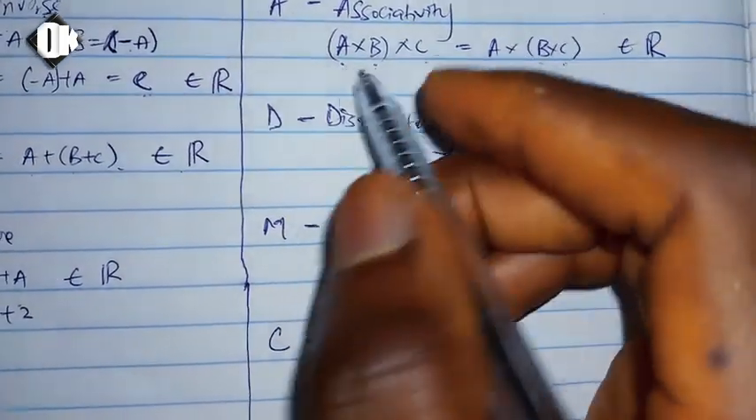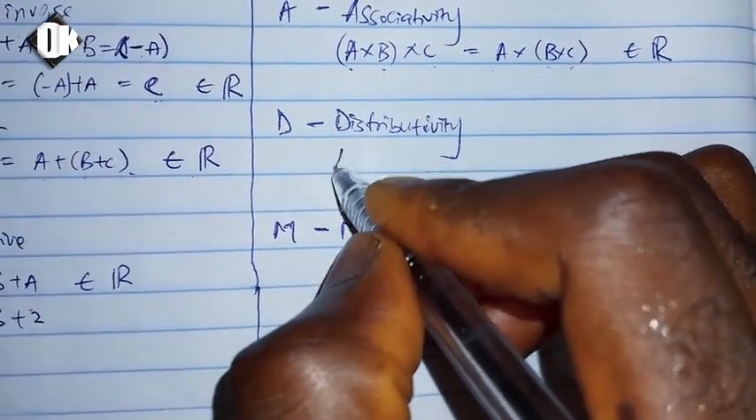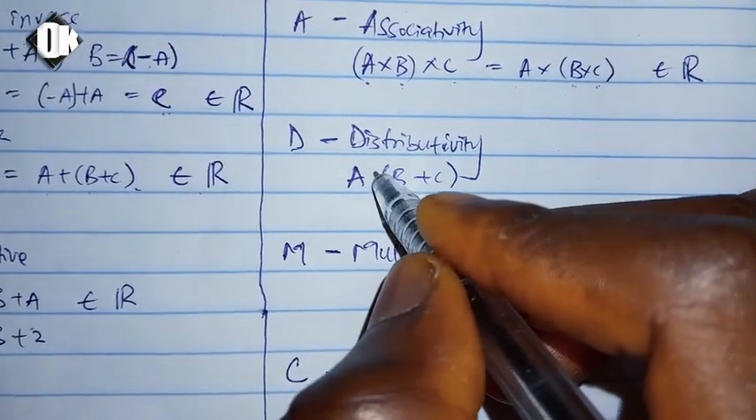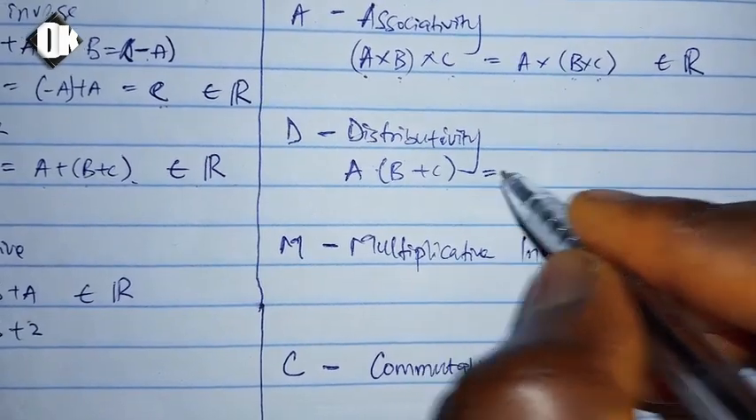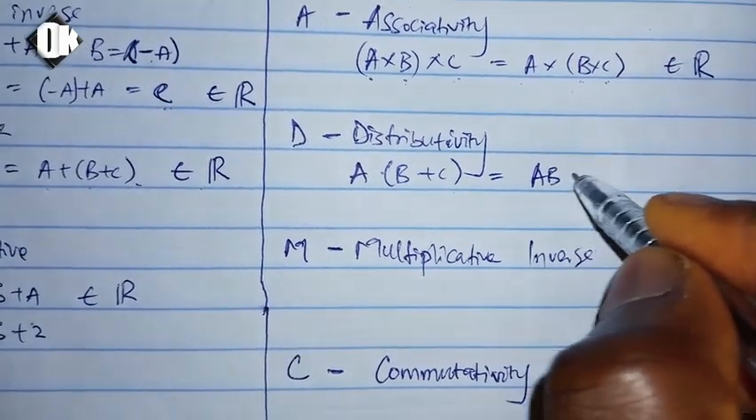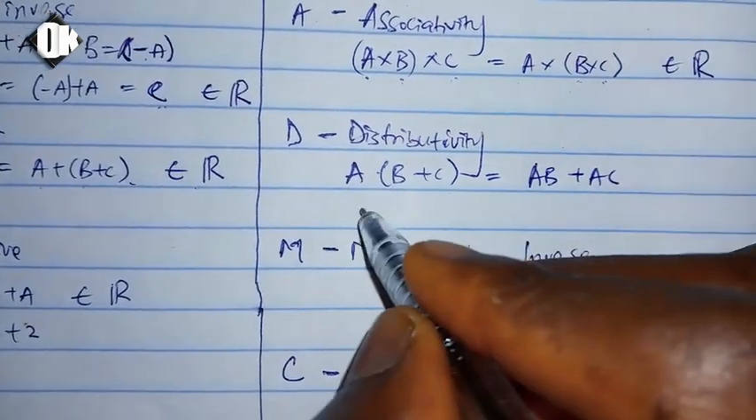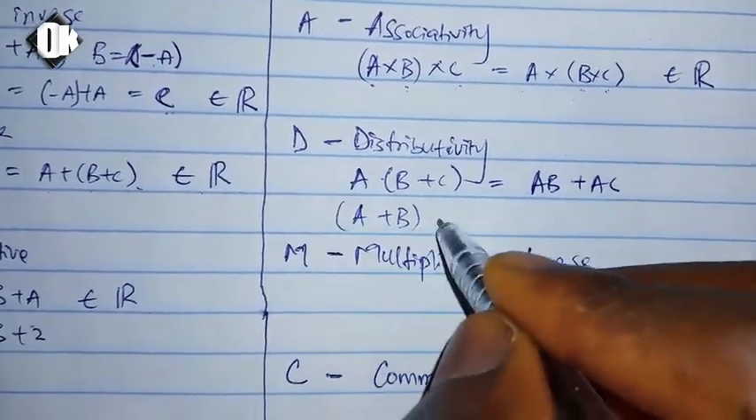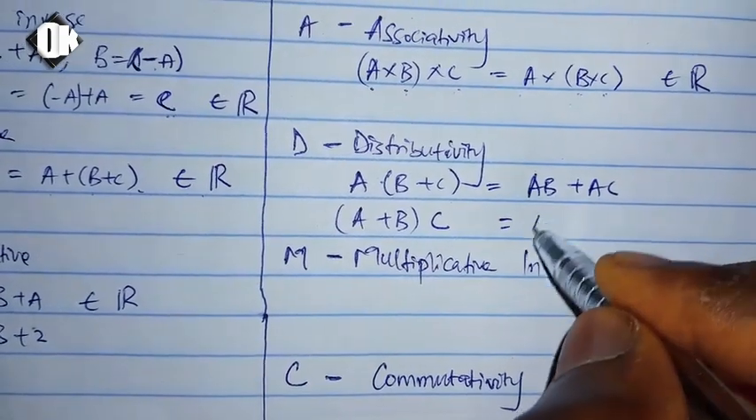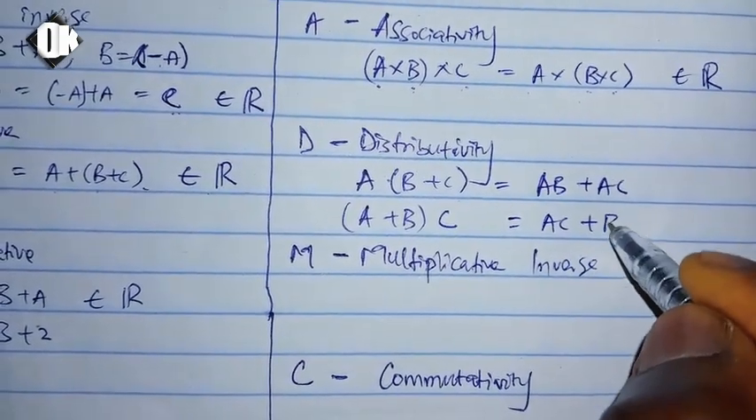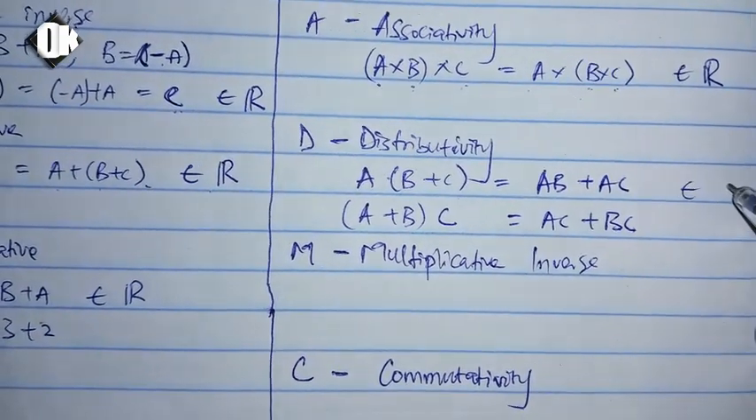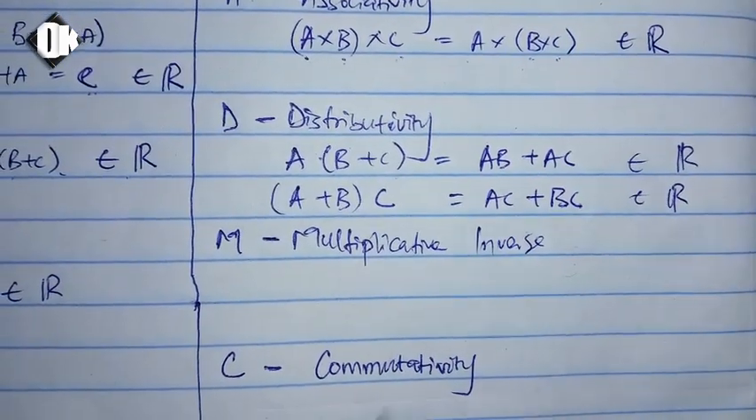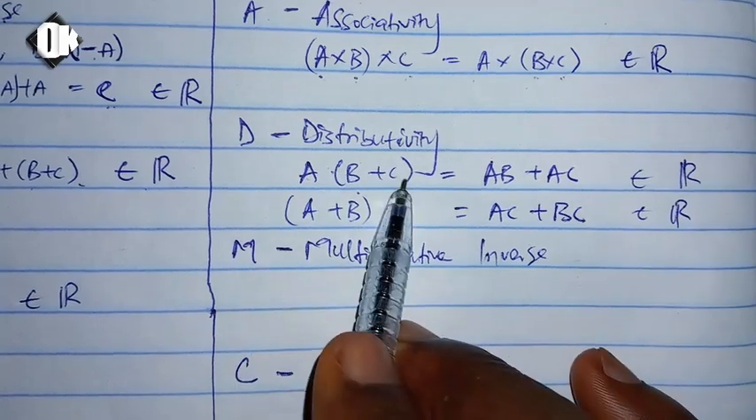Now, for distributivity, it's such that if I have A into B plus C, that is A times B plus C, it must be equal to AB plus AC. Now, if I also have A plus B all times C, it must be equal to AC plus BC. And all this must come from my set of real numbers. That is, this times this plus this times this, as simple as that.